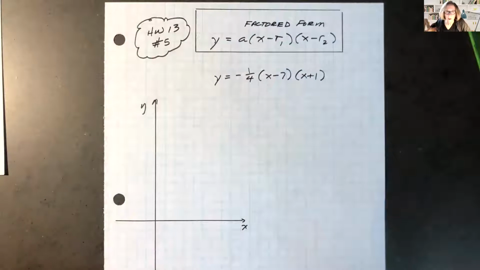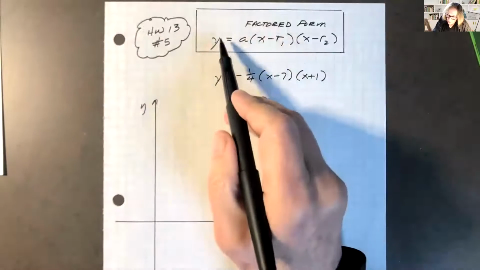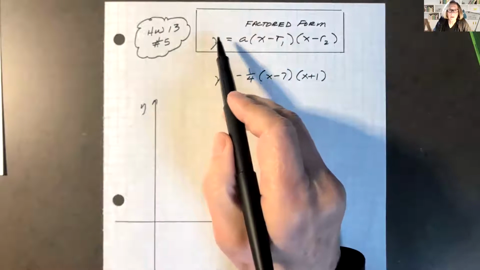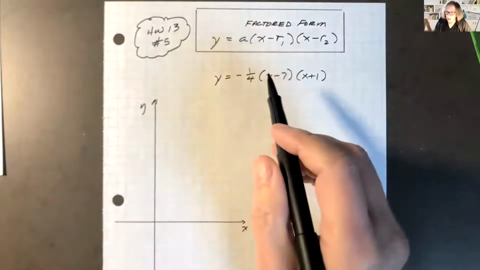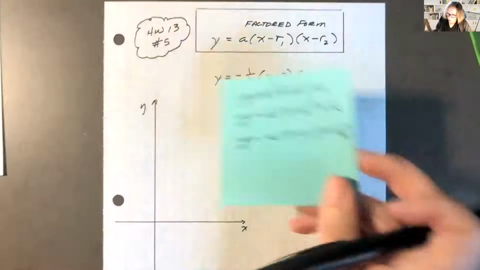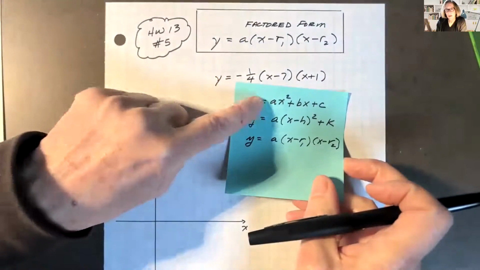Hi, today we're going to learn about the last form of quadratic equation that we're going to study, and it's called factored form, and it's y or f of x, which is synonymous with y, is equal to a, and a is the same value no matter what form you write an equation in.